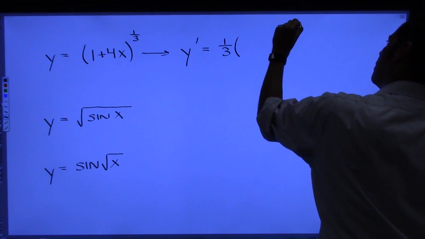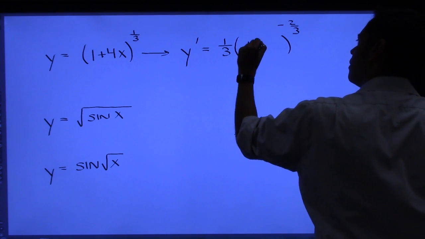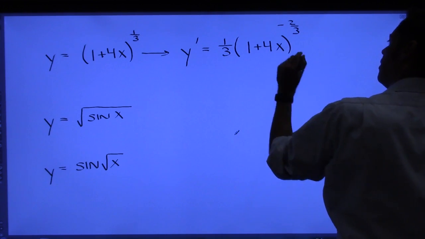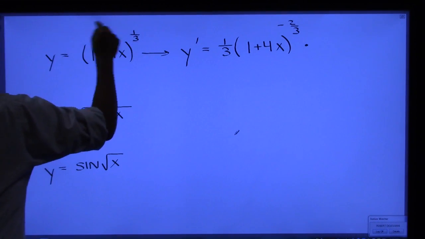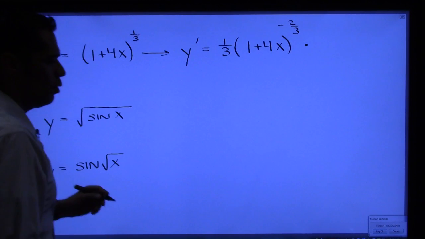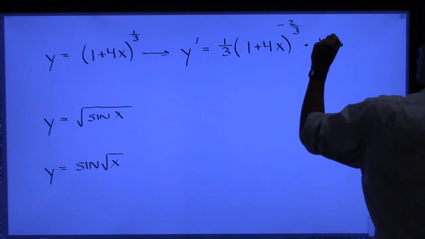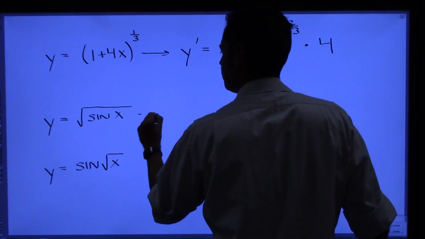Negative 2/3. And my hand was the 1 plus 4x. Then chain rule says times, now go inside. We've already done the 1/3 coming out, so I've done that. Now take the derivative of what's in here, which is just 4. And we're done.